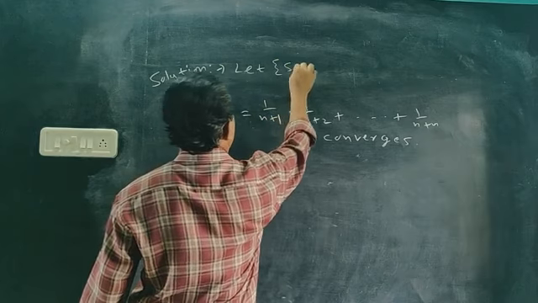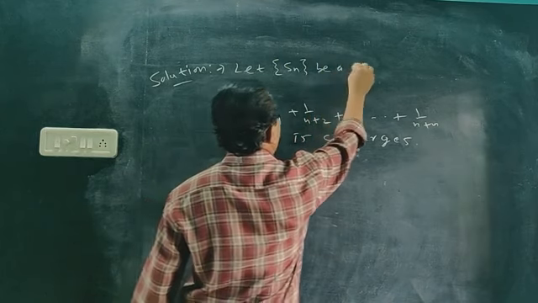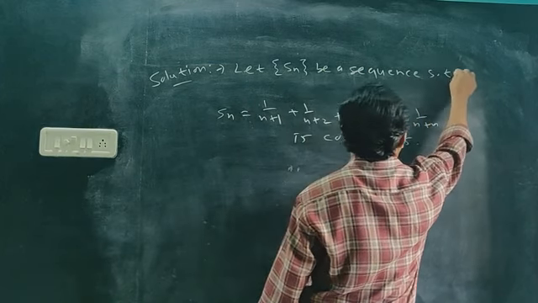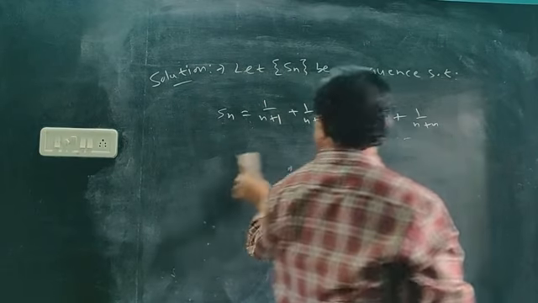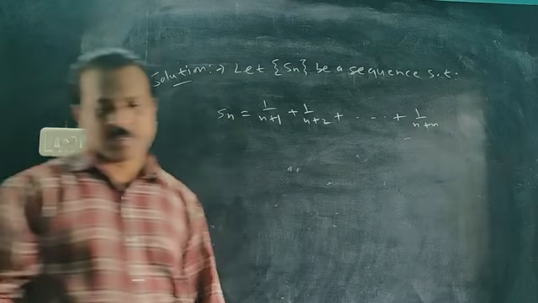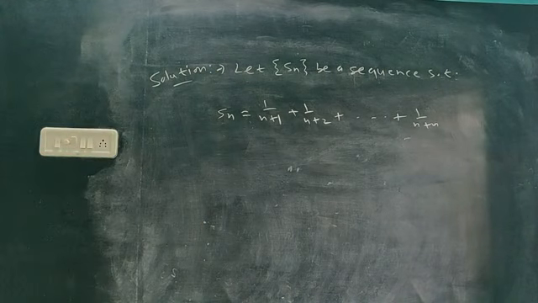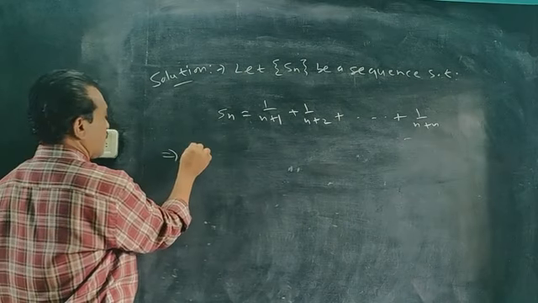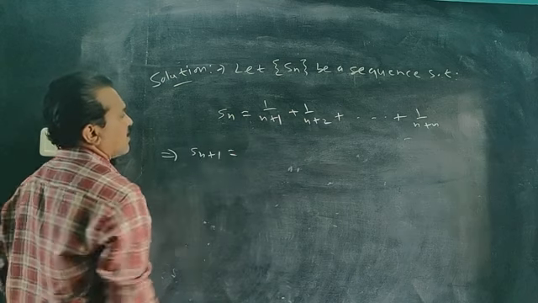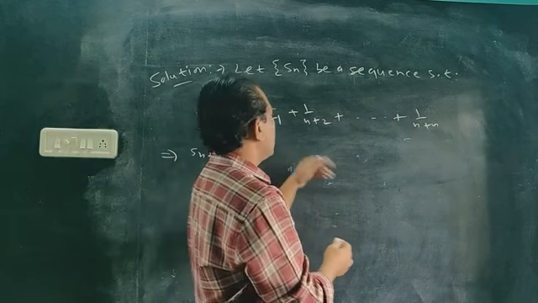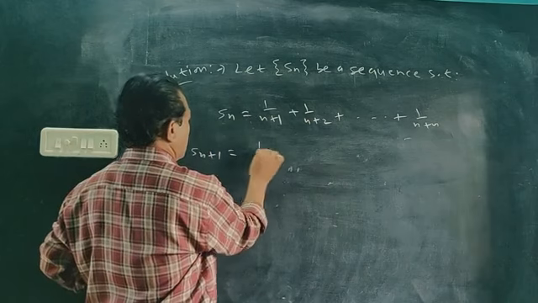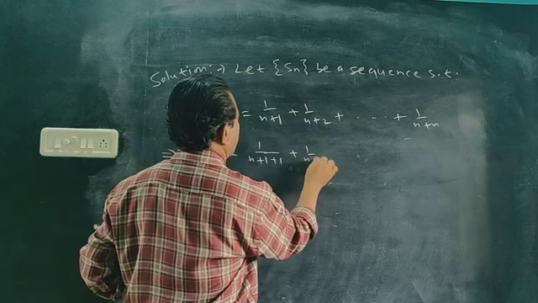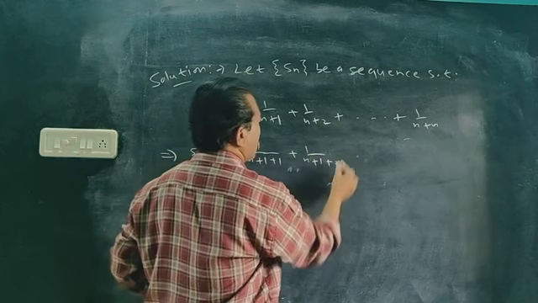Let Sn be a sequence such that the nth term will be like this. I want n plus 1 in place of n, so everywhere in place of n plus 1, n plus 1 plus 1, n plus 1 plus 2, and so on.